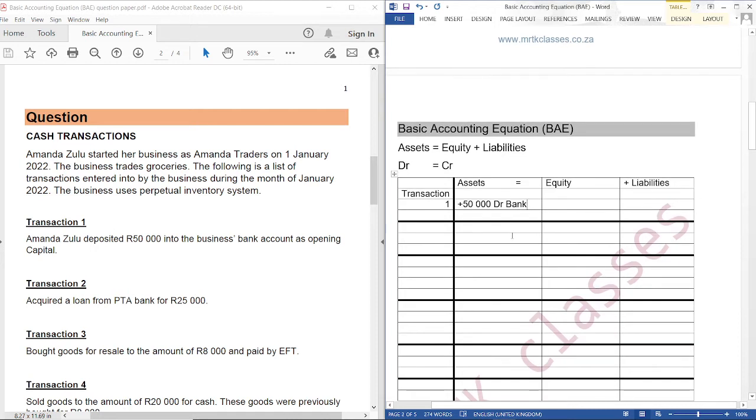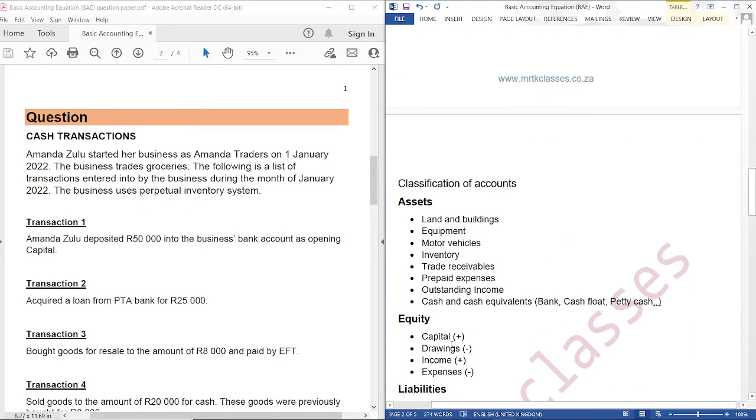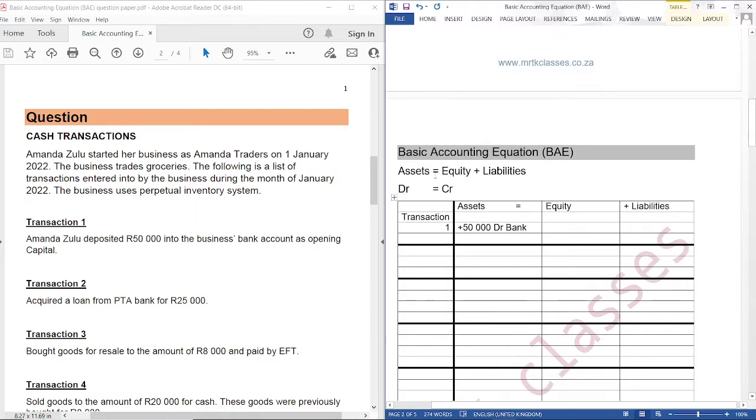Okay, then remember we said we have what we call double entry. For each transaction, we are going to have a debit entry and a credit entry. So which account is going to be credited? Amanda Zulu deposited 50,000 into the business's bank account as opening capital, right? So the account that is going to be credited is capital, and capital falls under equity, right? Capital increases equity, and equity has a credit balance.